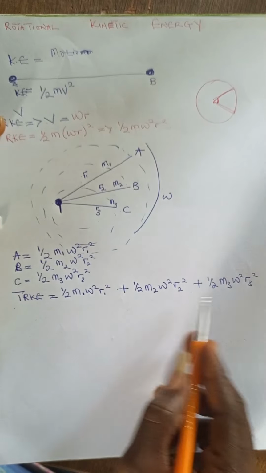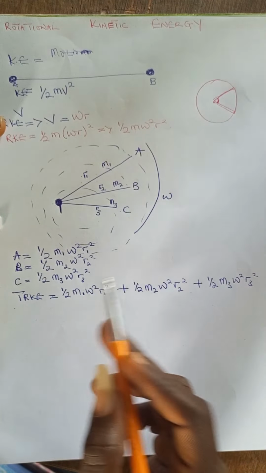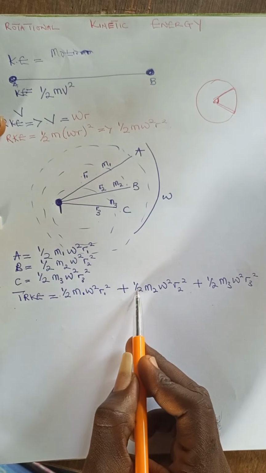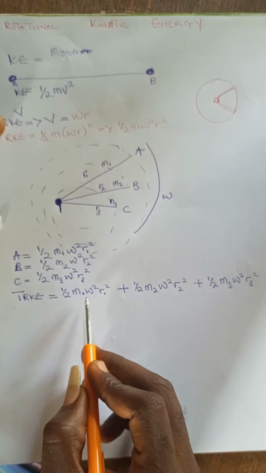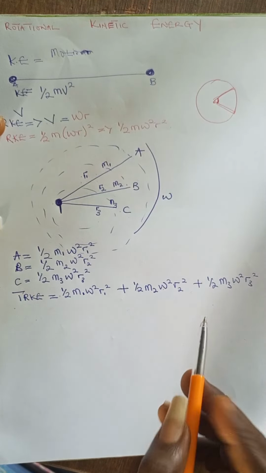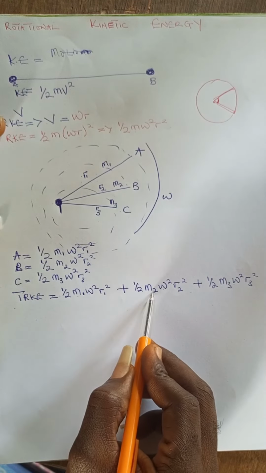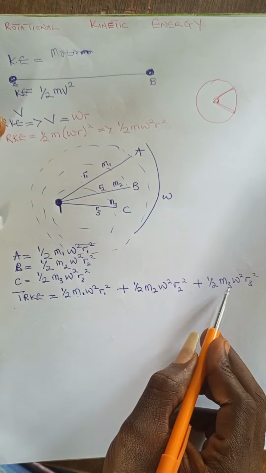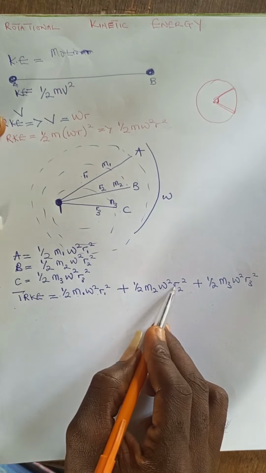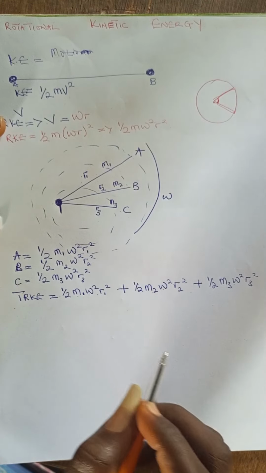So now if we look through, we will see that some things are repetitive, some things here also appear here, and also here. For example, half is here, half is here, half is here. Omega square is here, omega square is here, omega square is here. But the mass is not the same because this one is m1, this one is m2, this one is m3. The radius is also not the same, this one is r1, this one is r2, this one is r3. So only two things are the same there.